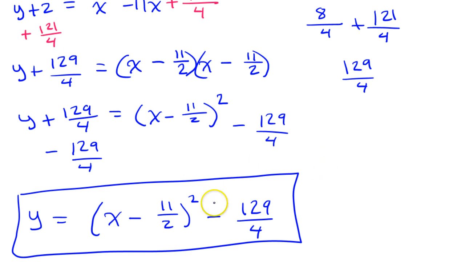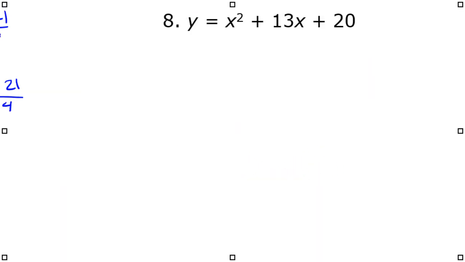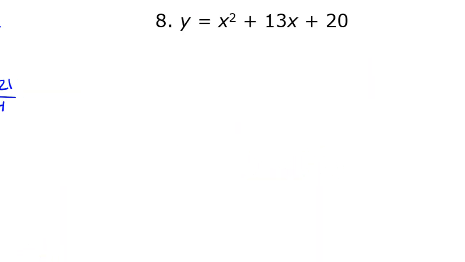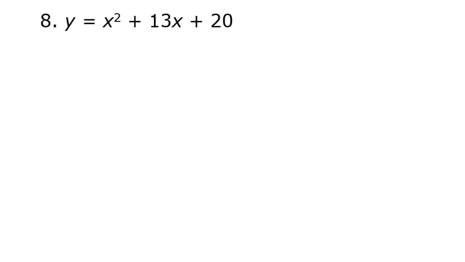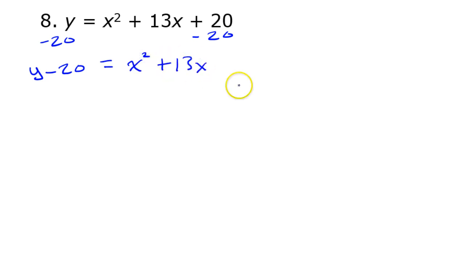All right, so that's it, vertex form. All right, let's just do one more for this video. You should be able to do this by yourself though. So pause the video and do this problem by yourself. Okay, so let's start by subtracting 20 from both sides. So that's going to give me y minus 20 is equal to x squared plus 13x.